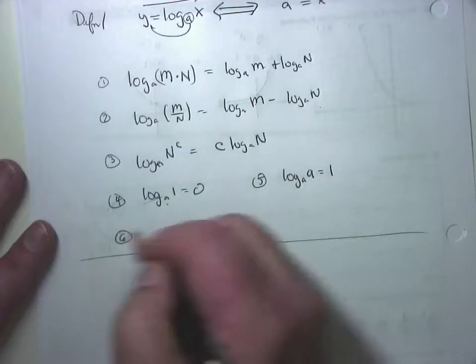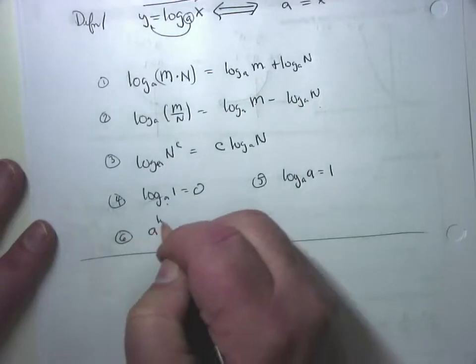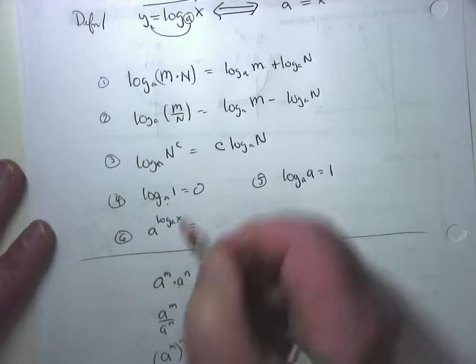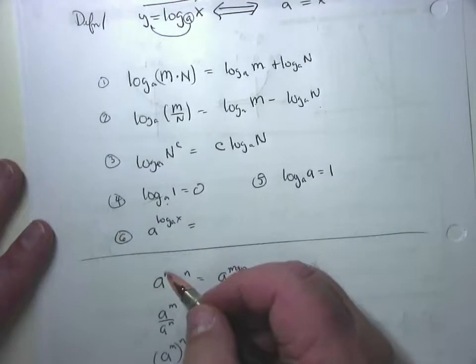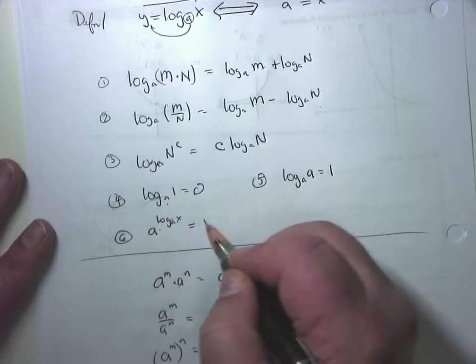Property number 6 is this: a raised to the log base a of x. Exponentials and logs are inverses. Inverses mean they're going to cancel each other out. They cancel each other out, you're left with x.